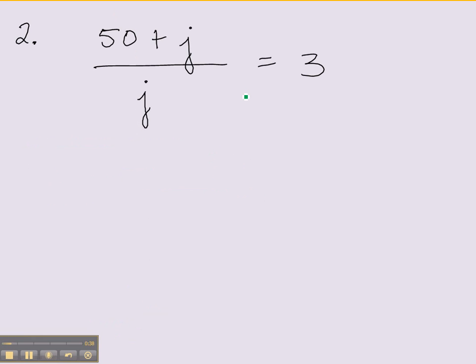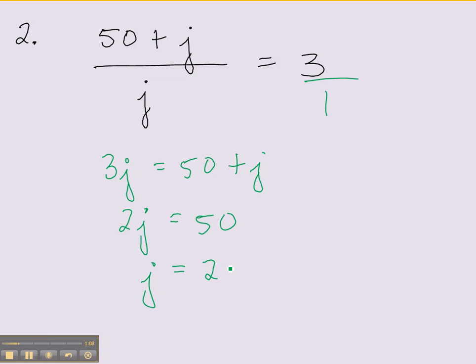Number 2, if you add some number j to 50 and then divide their sum by j, the result is 3. What is the value of j? Now you could use answer choices and sub in for j until you get 3, or you can just cross multiply. So 3 times j is equal to 50 plus j. We'll subtract j from both sides. Looks like j is 25. Answer choice E.